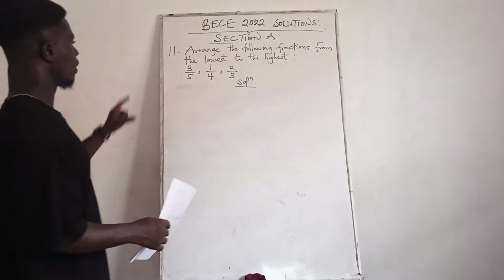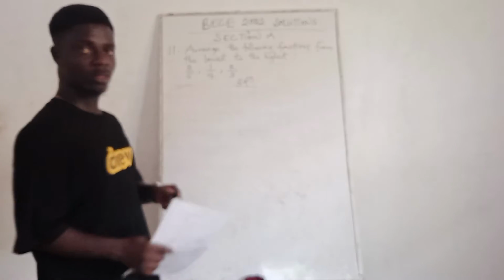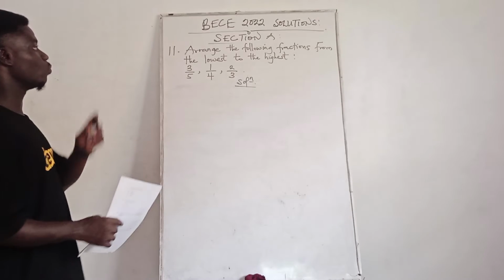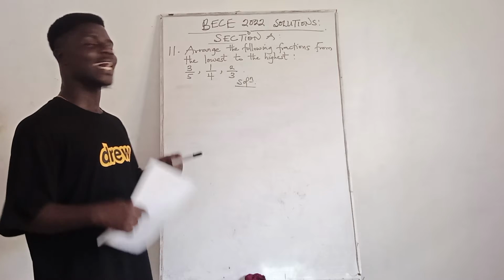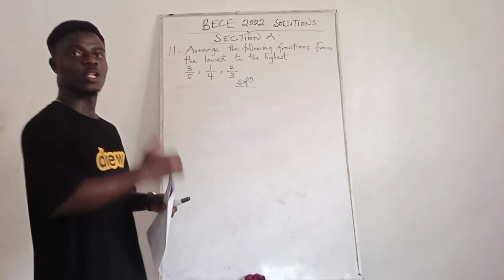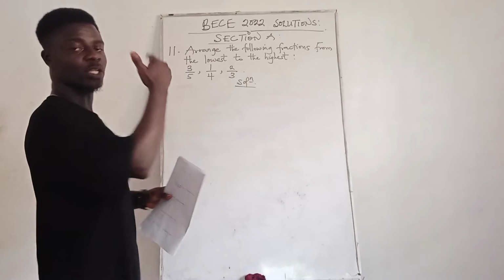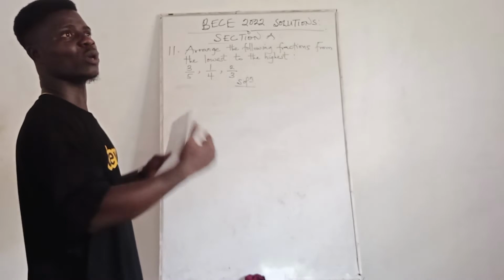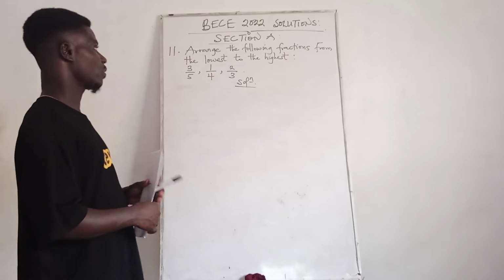Now we have proper fractions, which are 3/5, 1/4, then 2/3. How can we arrange these three proper fractions in ascending order, or from the lowest to the highest, or in increasing order of magnitude, or from the smallest to the biggest? They are all the same thing here.